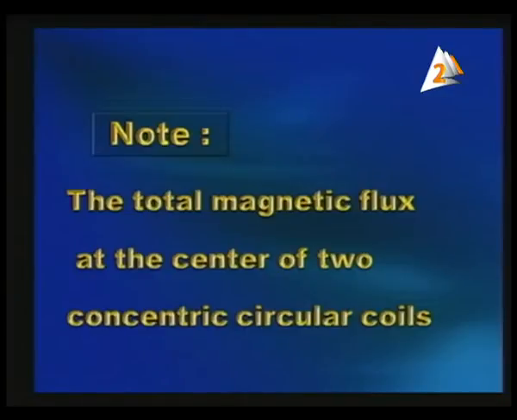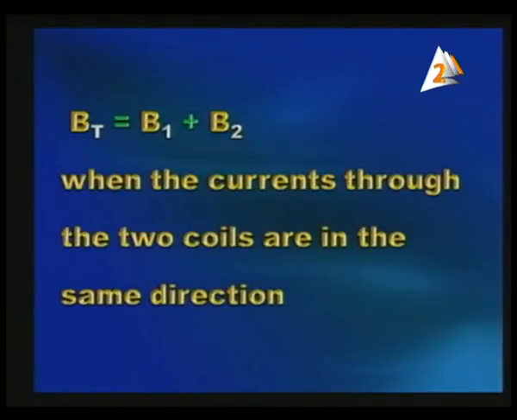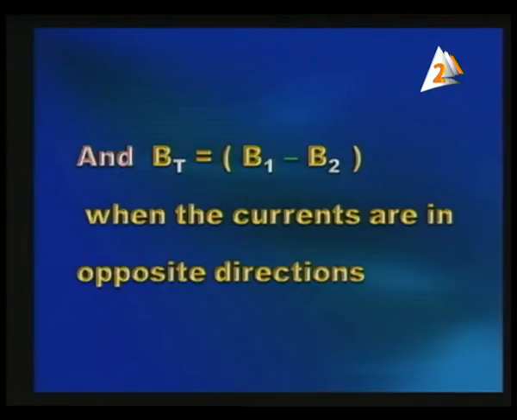Note, the total magnetic flux at the center of two concentric circular coils. Total flux will be B1 plus B2 when the currents through the two coils are in the same direction. And of course it is B1 minus B2 when the currents are in opposite directions.